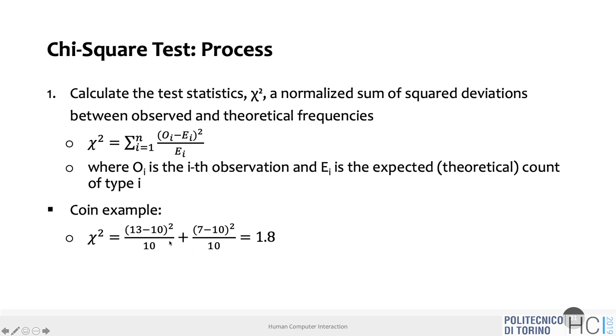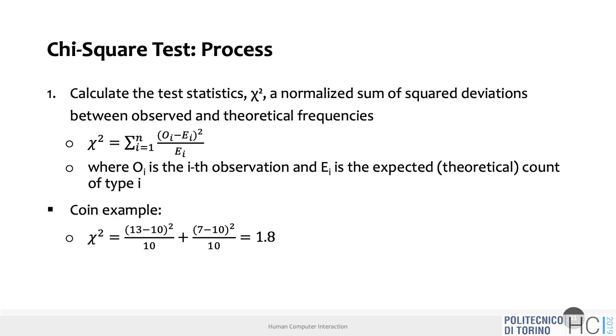So in our coin example, we will have just head and tail. So we will have 13 minus 10 squared divided by 10, because 10 is the expected, theoretical frequency of the head for a normal coin, plus 7, that is the observed frequency, minus 10, that is the expected frequency for a tail in a normal coin, divided by 10. And if you perform this operation, if I did it right, it is 1.8. This is a number. So the chi-square for our data, 20 tosses, 13 times head and 7 times tail, is 1.8. And this is the first step.